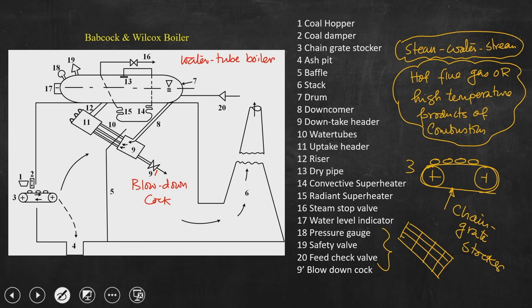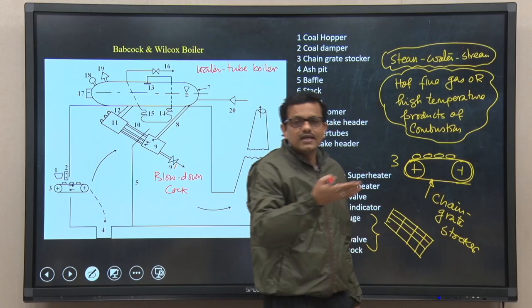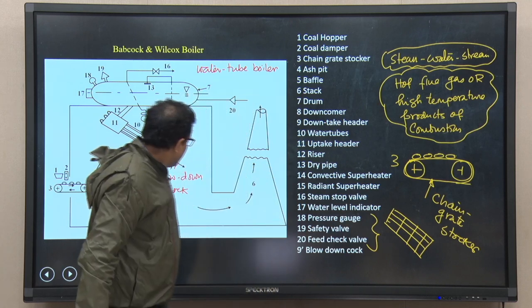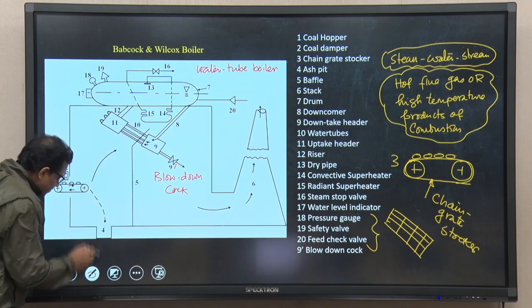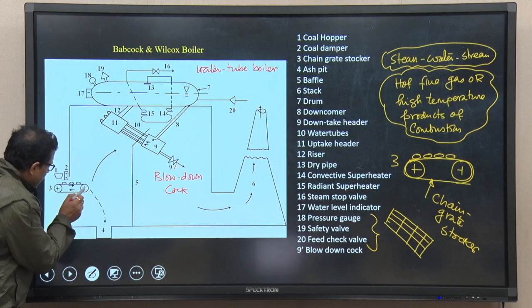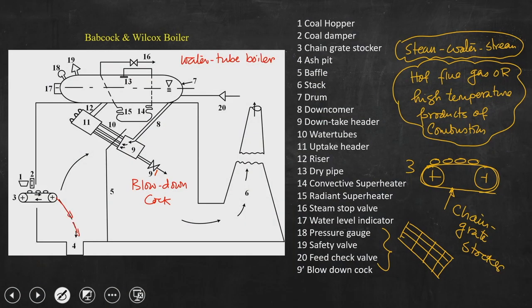The entire coal would be combusted, and when the product comes over here, we get the residue, that is ash. That ash will come into the ash pit in this direction, shown by this arrow. So, ash will be coming and will be stored in 4, the ash pit. That is what is shown. Ash is coming, that is the residue. And another thing is hot flue gas, that is the high temperature products of combustion.